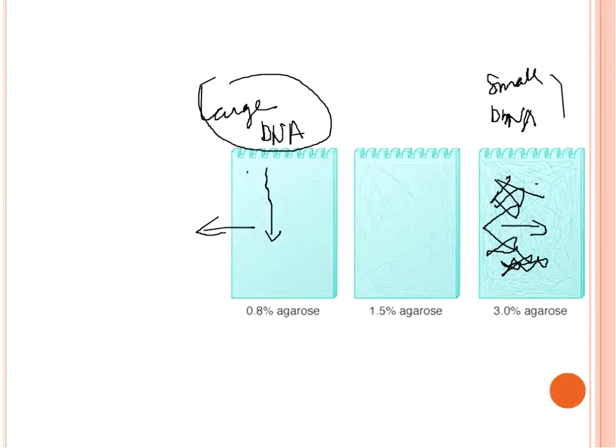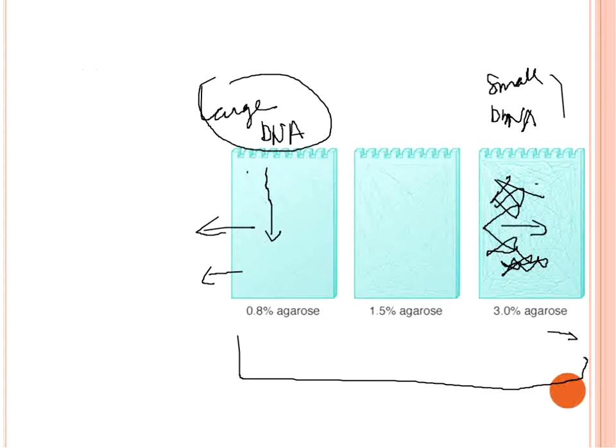Okay, and if you go more than 3%, the gel is just too concentrated, and it's not practical. And what would happen less than 0.8%? The gel is too fragile; it will break up easily. So a practical range is from 0.8 to 3% of agarose. Okay.